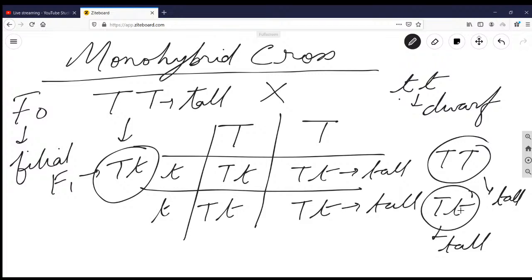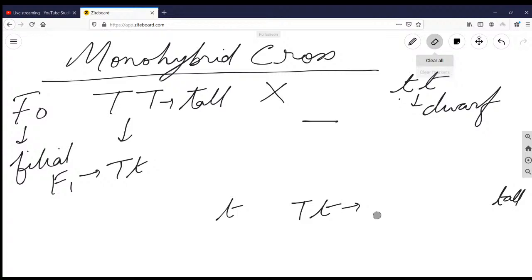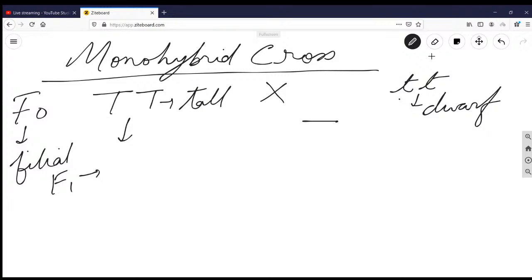Now when you cross, you go for selfing. Selfing means crossing within the same generation with the same type of individual. Let's go for selfing in the F1 generation. What you have got in F1 is capital T small t, all of them. Now capital T small t will be crossed with capital T small t. Now what will you get? You will get a new Punnett square.